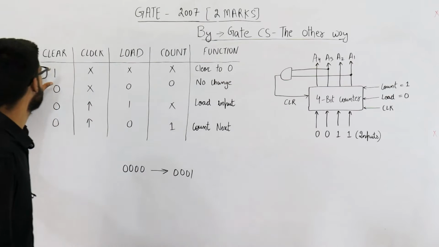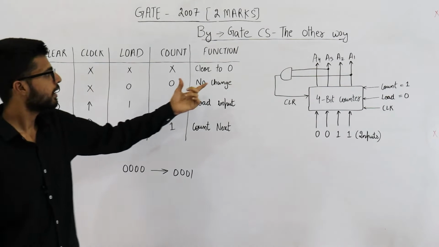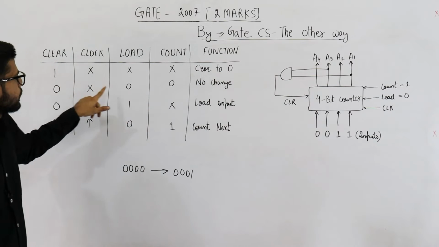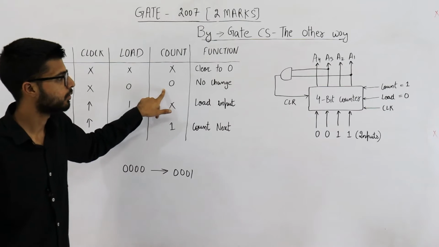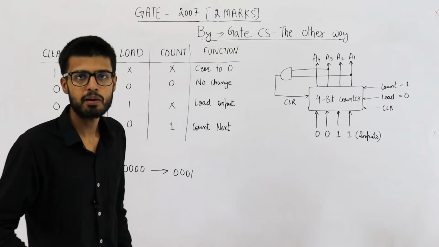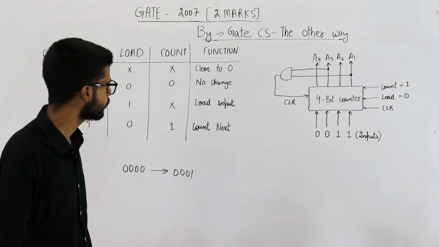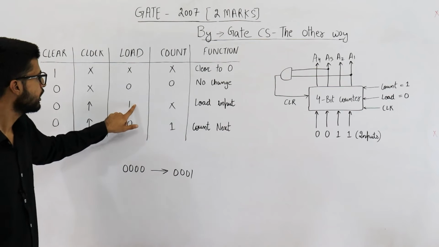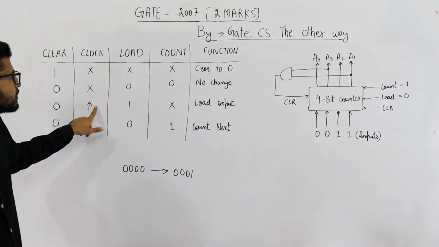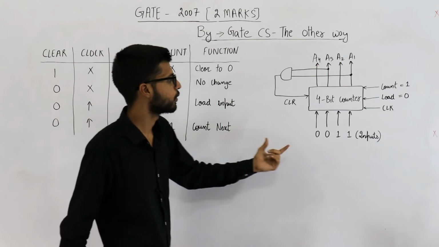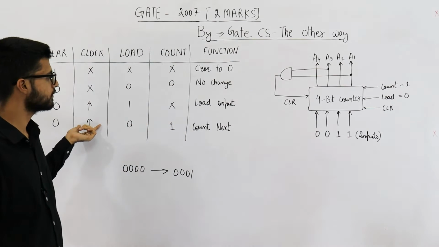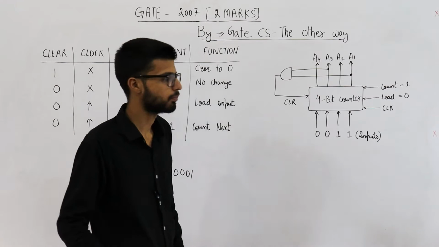Just see this table. If clear signal is 1, that means clear the output to 0. If clear, load and count, all three are 0, then nothing will happen if you give a clock or even if you don't give a clock. There will be no change. If load is 1, that means we are asking to load. Then upon seeing a positive edge of clock, the input will be loaded. Similarly, if count is 1, upon positive edge of clock, we will count the next number in the sequence.